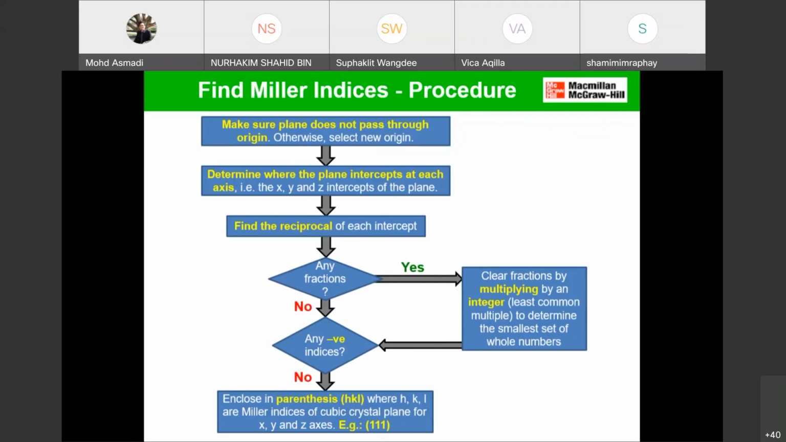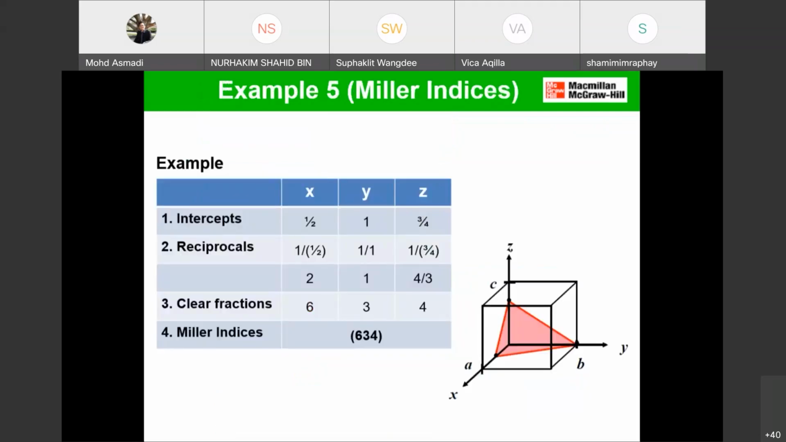And then you have to put it in parenthesis, or bracket. We call it parenthesis, this one. If there is a negative, put a bar on top of the number. Okay, so this is the step.